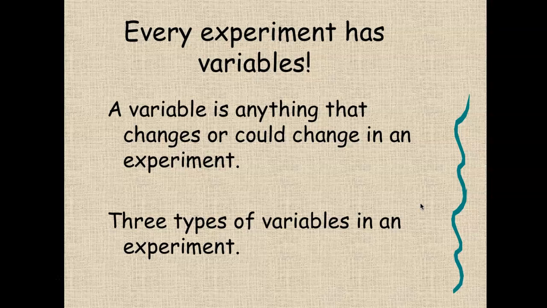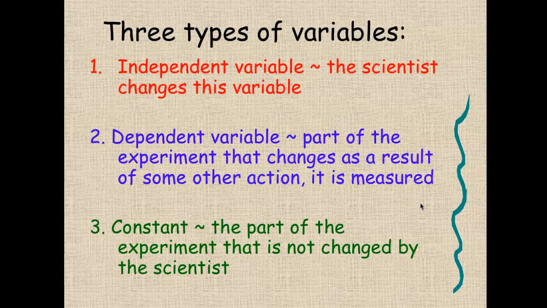So a variable is anything that changes or could change an experiment, and there are 3 types of variables in an experiment. The independent, the dependent, and the constant. And you guys already know this. Especially if you took cell bio this summer, you know this because I know what all 3 teachers did, and we all did something on variables. The independent variable is what the scientist is manipulating. The dependent variable is what the scientist is measuring, right? It's the part of the experiment that changes as a result of some other action is measured. And then the constant is a variable that does not change.